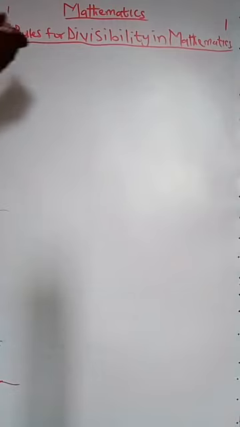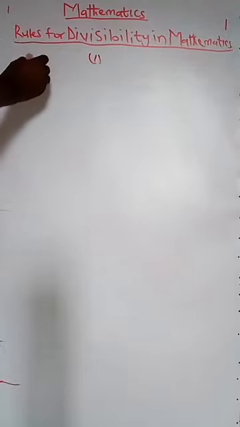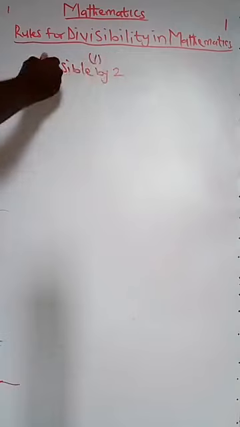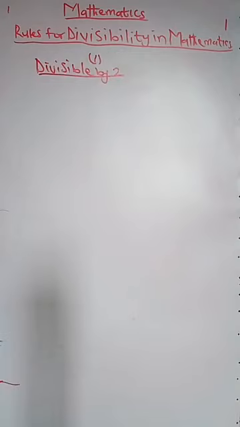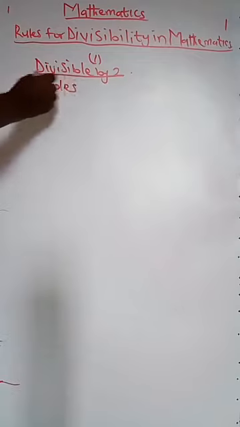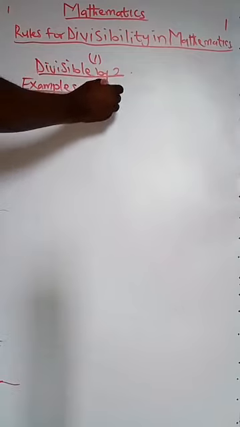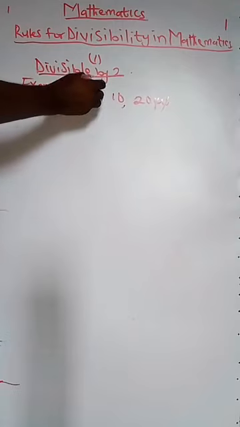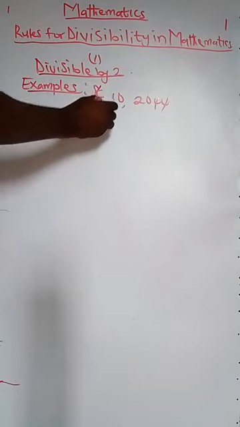1. Let's start with divisible by 2. A whole number is divisible by 2 if the last digit is an even number or 0. Examples: 8, 10, 2044. You see, 8 is even, so it can be easily divided by 2 to give 4.